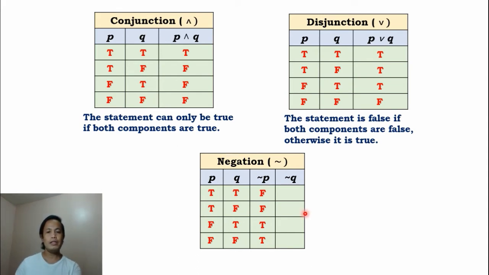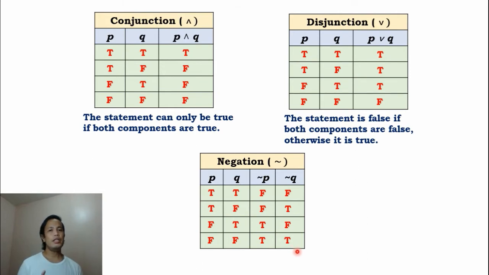The same happens for the Q. So we have here the Q, and the negation of Q is, we have the true here, of course, the negation of that is false. We have the false, the negation is true. Then we have true, it is false. Then we have false, it is true.